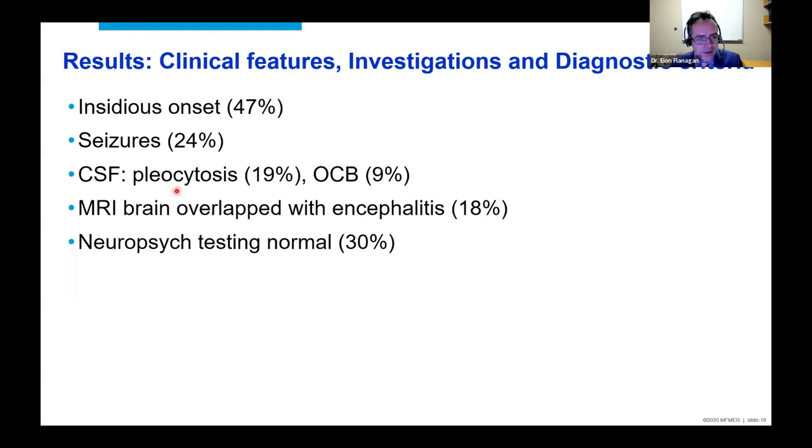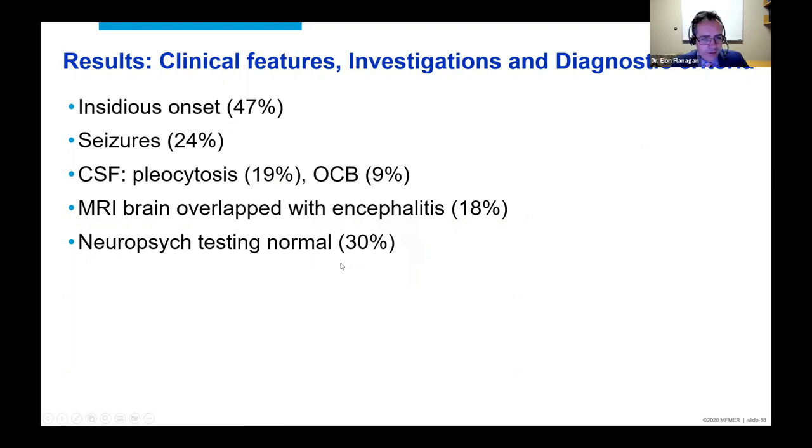We saw that the inflammation in the spinal fluid was infrequent. 80% did not have inflammation. And the MRI brain showed abnormalities in only about 18%. And some of these patients even had detailed memory testing that was normal. If you have autoimmune encephalitis, the memory testing is usually quite impaired, so it's unusual to have normal testing.